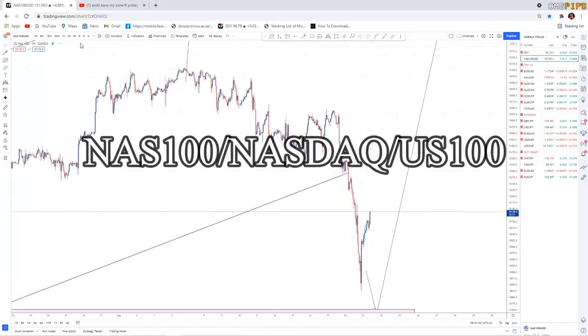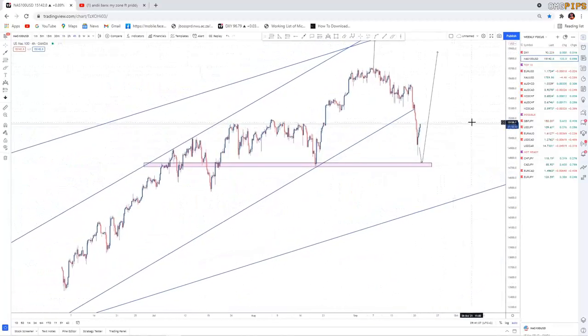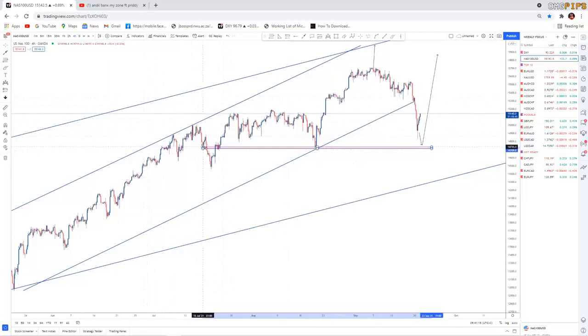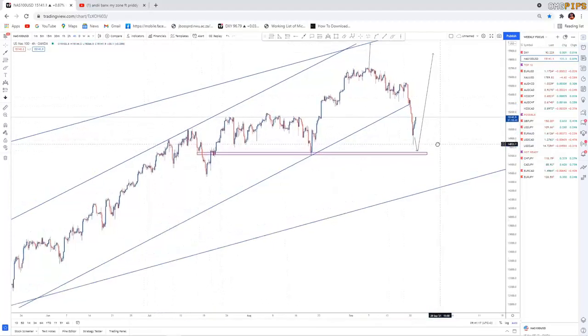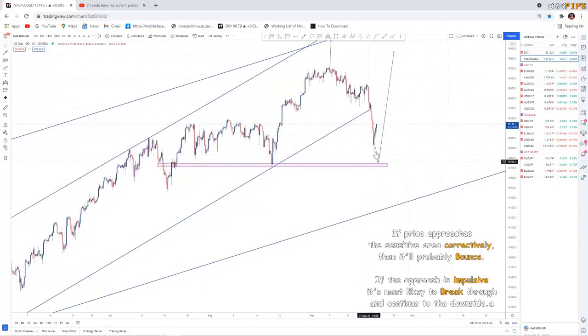Yes, I go to NAS 100. In yesterday's lesson with my students, I told them that we have a sensitive area over here, of which there's a possibility the market is going to want to bounce from here to the upside. It might have possibly done that, but the way it just did, it left us hanging. But we're just going to be patient, as the prediction is still going well.